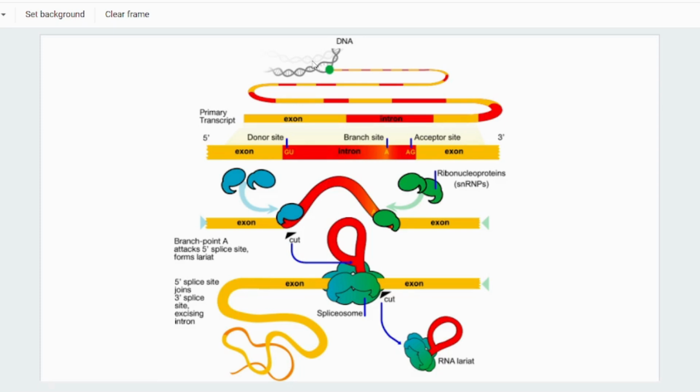The consensus sequences forming the splice sites follow a GU-AG rule to mark the boundaries between the introns and exons, which can be recognized by the spliceosome. They are conserved across eukaryotic organisms, highlighting the essential and evolutionarily conserved nature of splicing mechanisms.